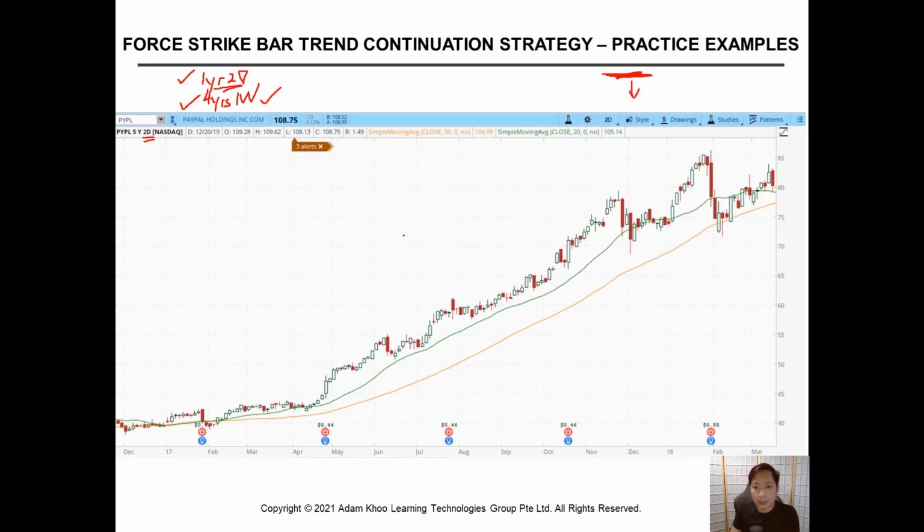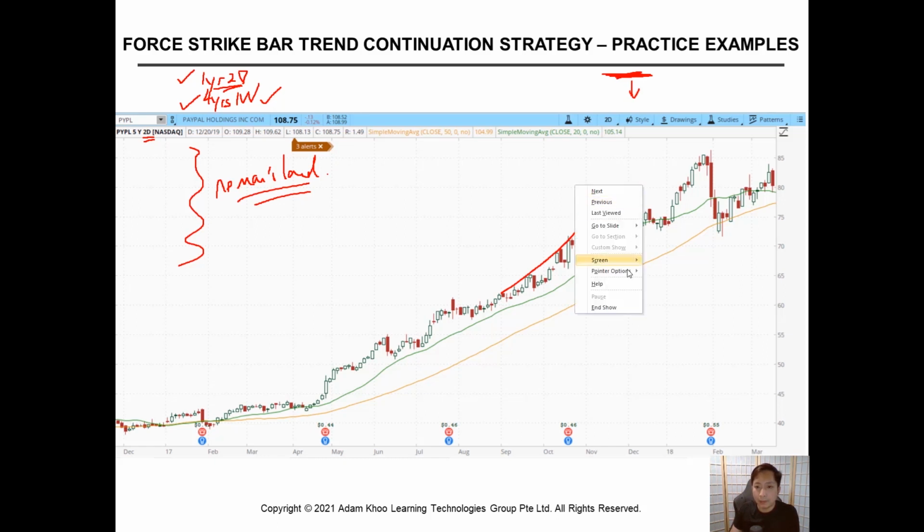So over here is clearly no man's land, right? No man's land. And the price moving up higher and higher, and then it was very clear an uptrend retracement. Uptrend retracement here, right? But the key thing is that we saw a bullish FS.